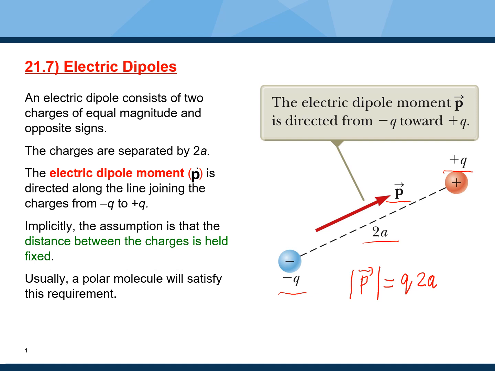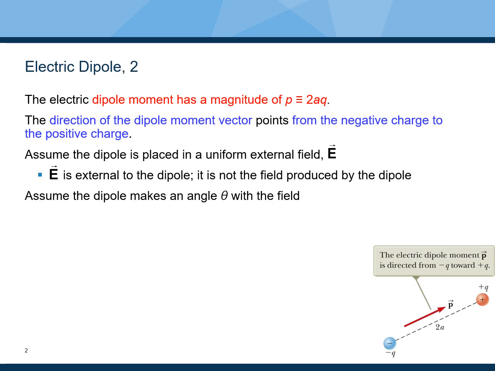So, the first idea has already been mentioned: you take the positive charge and multiply it by the separation between the two charges, and that gives you the magnitude of the dipole moment vector. The direction of the dipole moment vector always points from the negative charge to the positive charge along the line joining them. Now, the important idea is that dipoles do interesting things when they're placed in electric fields.